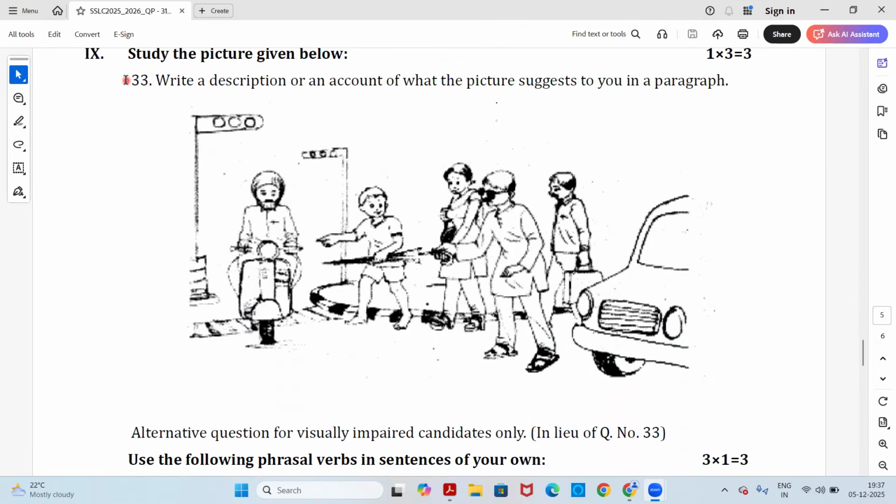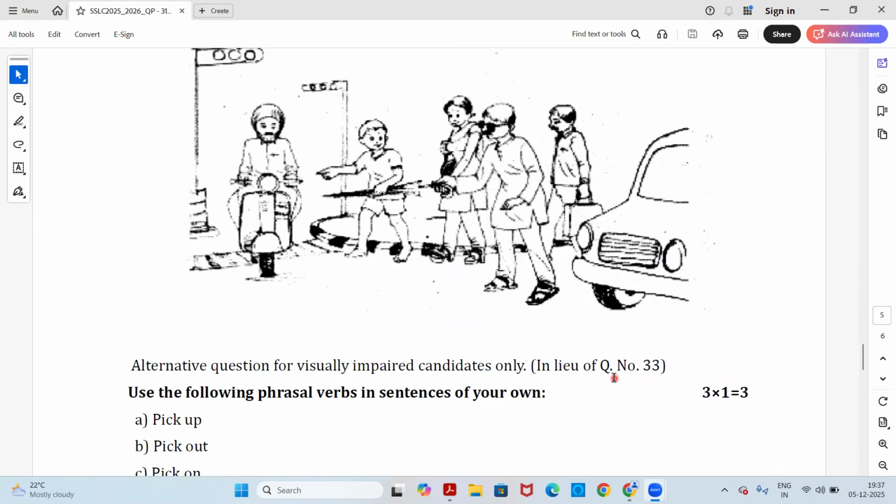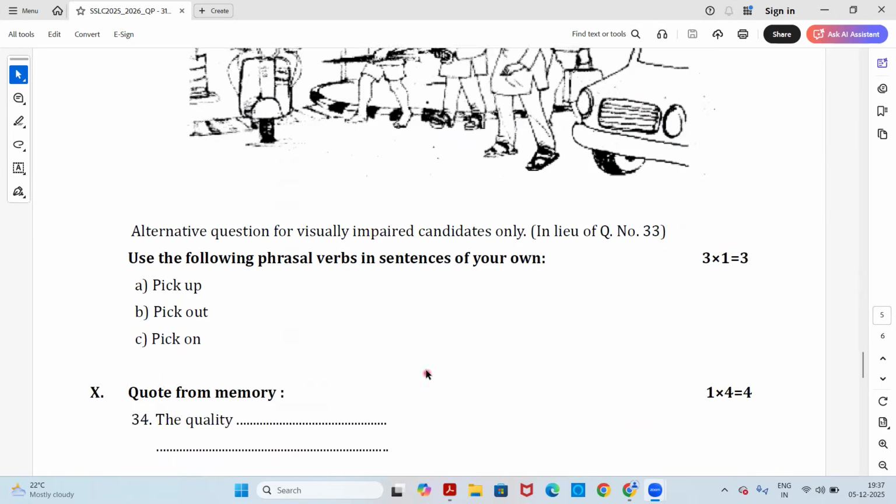Right? The next question is: study the picture given below. It's again for 3 marks. Write a description or an account of what the picture suggests to you in a paragraph. Again, this is paragraph writing. Observe the picture in detail, look very minutely, and write each and everything you find in the picture. Describe each and every person, each and everything that's visible, and what you understand from the picture. Okay, and it should be in a paragraph, not in points. So that's the next question, and we'll move on to the next one.